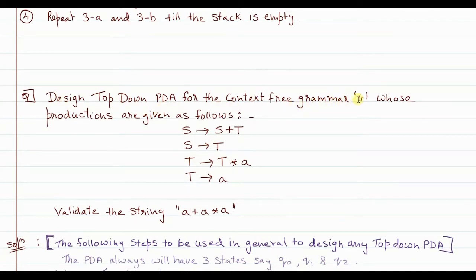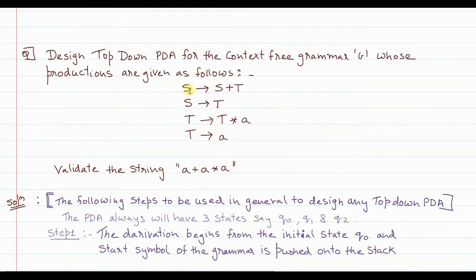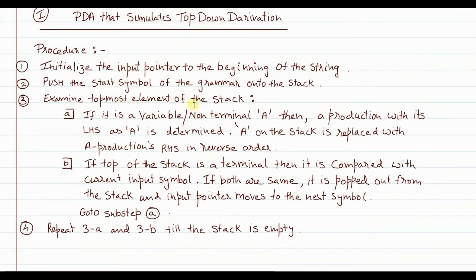for the context-free grammar G whose productions are given as follows. Suppose the productions given are S gives S plus T, S gives T, T gives T into A, and T gives A. What I showed you here is how, once the top-down PDA is designed, that PDA will process a string and find out whether the string is valid or invalid. This is a procedure to validate a given string, whether it is accepted or not.